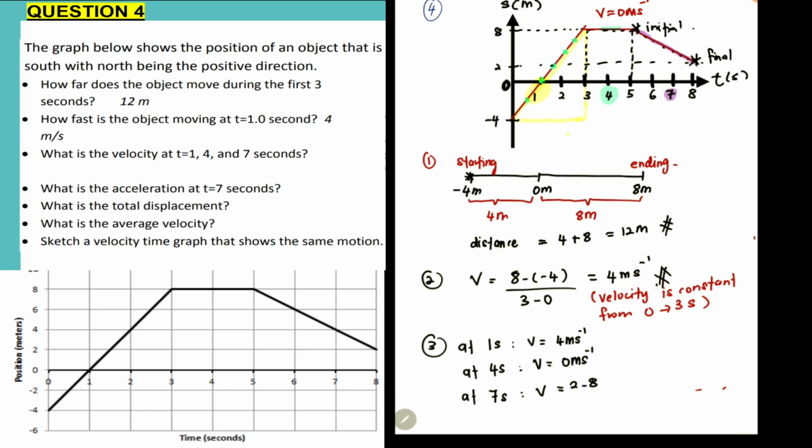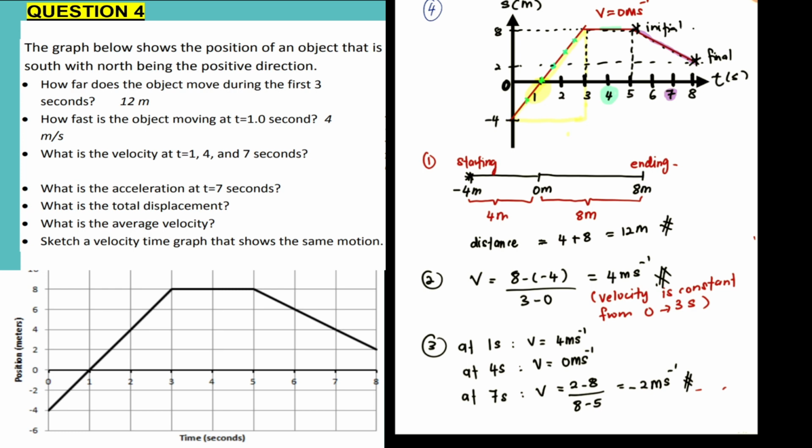Final minus initial. 8 minus 5. Okay, so it's equal to... Okay, negative 6 divide 3, negative 2. Okay, so the answer is 4. Okay, the answer is 4, 0 and negative 2.